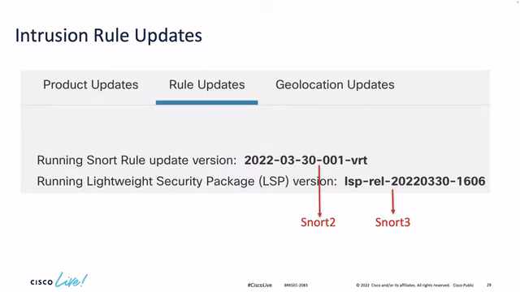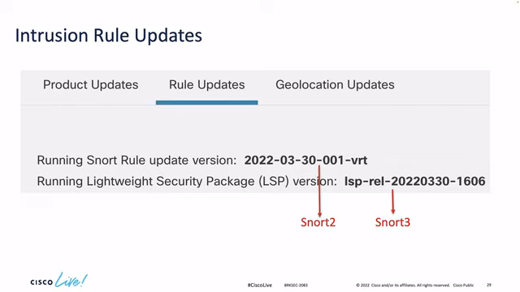Just to conclude this session, let's have a quick look at how the rule updates would work when we have a system which is running with Snort2 IPS policies as well as Snort3 IPS policies. In this case, when you navigate to the rule update part of the FMC, which basically indicates what are the rule updates that are getting downloaded, you would see two packages being downloaded.